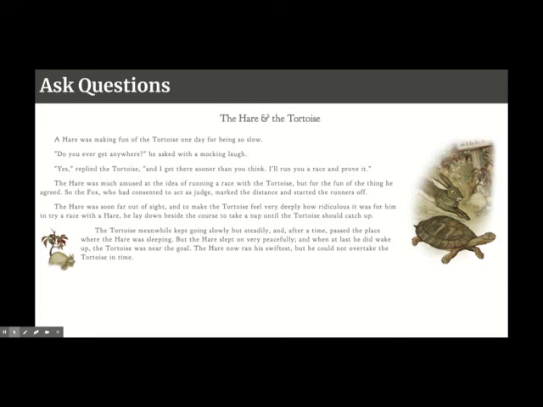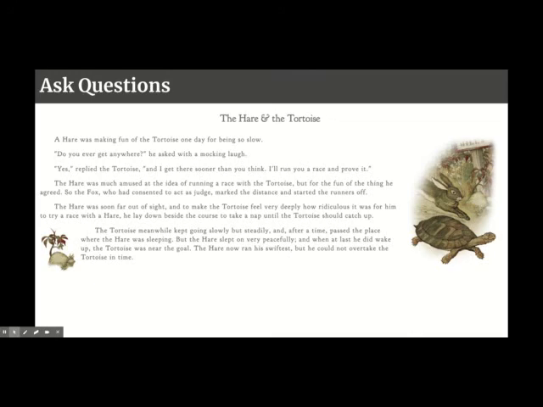The tortoise, meanwhile, kept going slowly but steadily, and after a time passed the place where the hare was sleeping. But the hare slept on very peacefully, and when at last he did wake up, the tortoise was near the goal. The hare now ran swiftest, but could not overtake the tortoise in time.